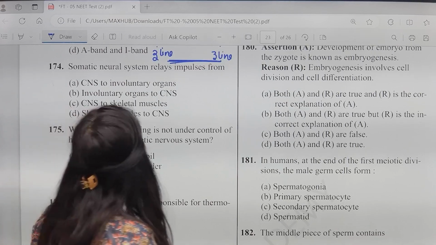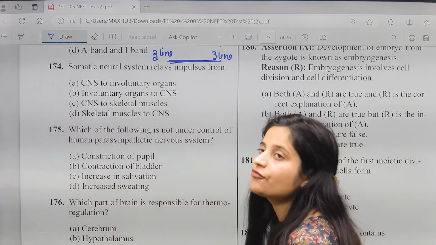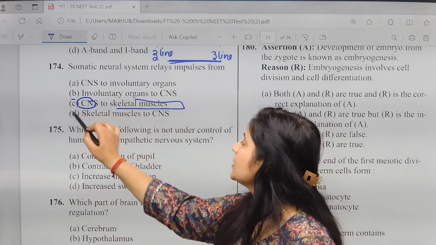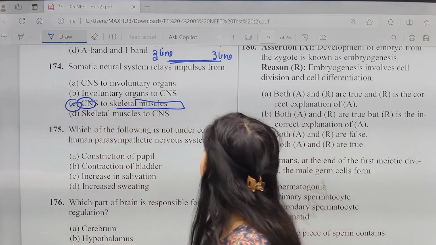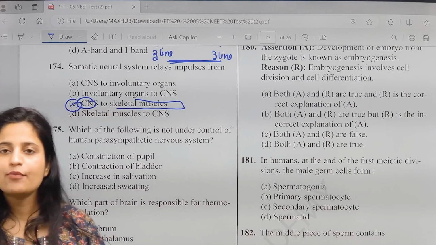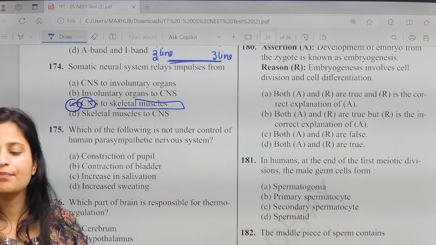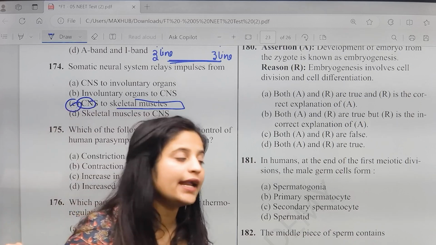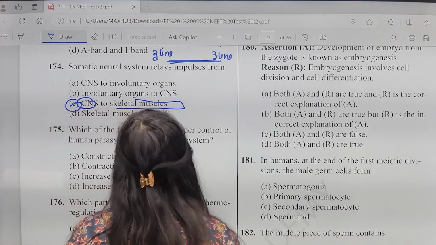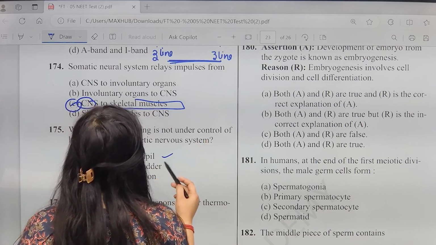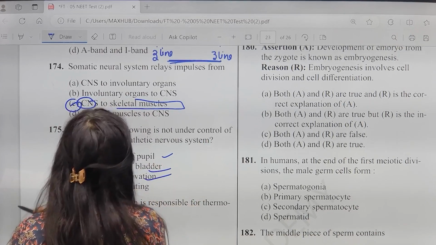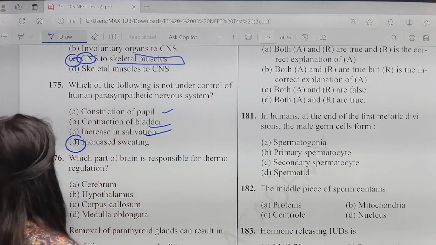The next we have: the somatic neural system relays impulses from the central nervous system to the skeletal muscles. See, which of the following is not under control of the human parasympathetic nervous system? There are two types of systems in the ANS, the sympathetic and the parasympathetic, and they both work antagonistically, meaning they work opposite to each other. Okay. So the constriction of the pupil is caused by the parasympathetic, this one and this one. The increased sweating is not caused by the parasympathetic.